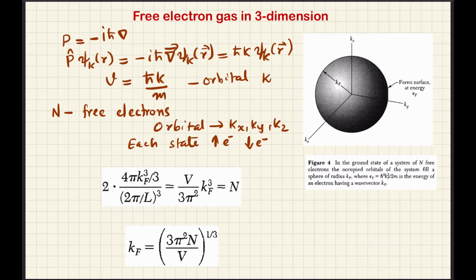Okay, now this filled energy level, or in the ground state of the system of n free electrons, the occupied orbitals of the system fill a sphere of radius kF, because we know that if all energy levels are filled, the outermost energy level is the Fermi energy level. Okay, that is how we define the Fermi energy. In this case the Fermi energy surface is a spherical surface. The outermost filled energy level is called the Fermi energy level. Okay, this is the Fermi energy level. Let us assume the radius of the Fermi energy level is kF. You assume that the radius of the Fermi surface is kF.